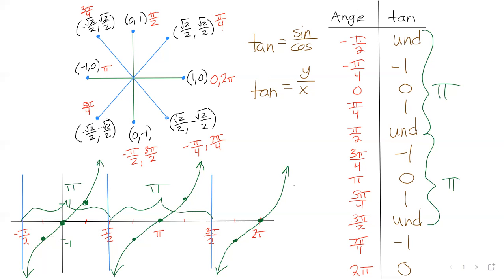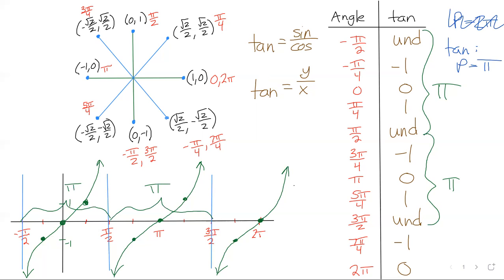What we're getting at is, you'll recall that the period of a sine or cosine graph was 2 pi. But for tangent, that's not the case. It only takes pi units to go through a complete cycle. So for tangent, the period is just pi.